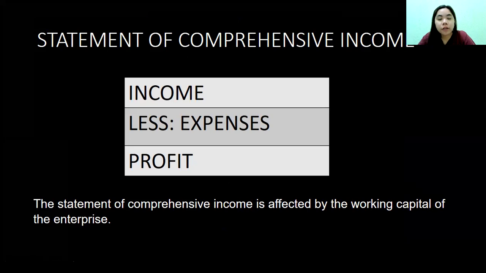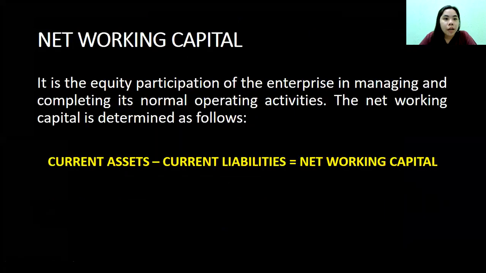The statement of comprehensive income is also our income statement, which consists of our income less expenses, and that equals our profit. The statement of comprehensive income is affected by the working capital of the enterprise. So what is this working capital? Net working capital is the equity participation of the enterprise in managing and completing its normal operating activities. Our net working capital would be current assets less current liabilities. In the normal course of business, we use our current assets, and we are also using current liabilities.